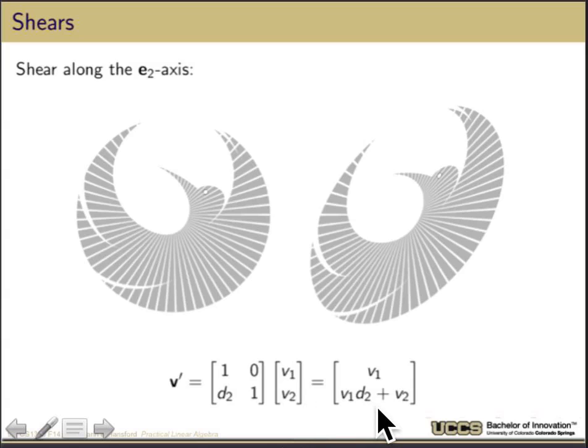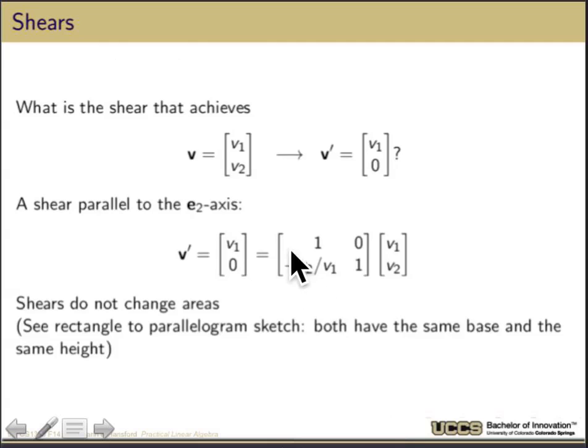Okay, so now we can ask some kinds of questions. What we often want to do sometimes is figure out what will get us there. So let's say I have V equals V1, V2, and I want to shear that so that I get V prime equals V1, 0. What shear will do that for us? Well, what we really want to do is shear it parallel to the E2 axis until this second element becomes 0. And so the second element, I want to shear this element down to 0. So I'm going to have 1, minus V2 over V1, and then 1, 0.